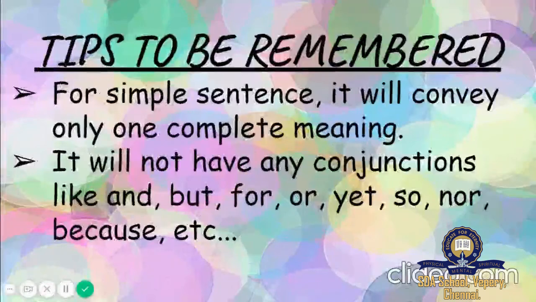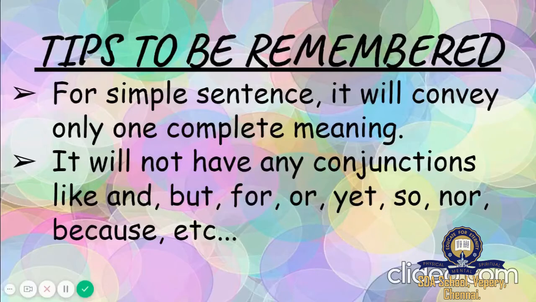There are some points to be remembered to identify and form these kinds of sentences. I'll give them for each. A simple sentence will have only one main clause and it will convey one complete meaning. It will not have any conjunctions like and, but, for, or, yet, so, nor, because, although, etc. So this is how you will find a simple sentence.